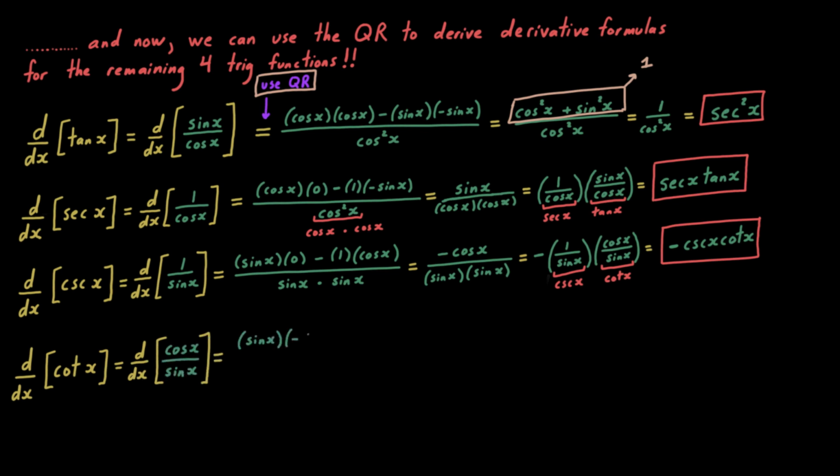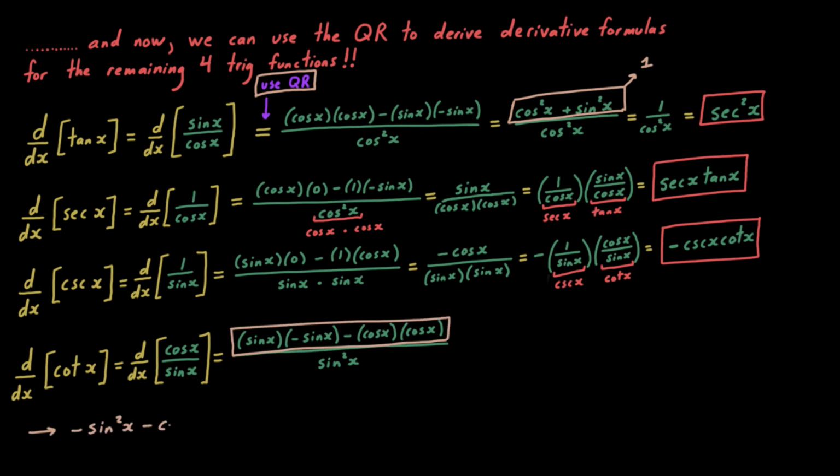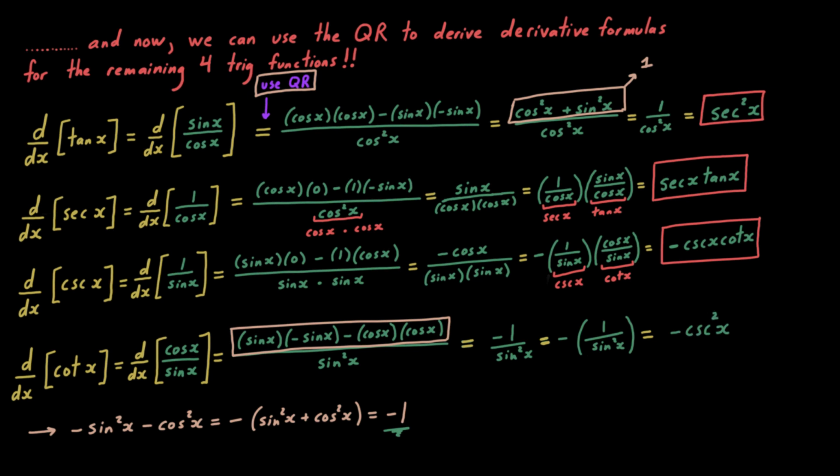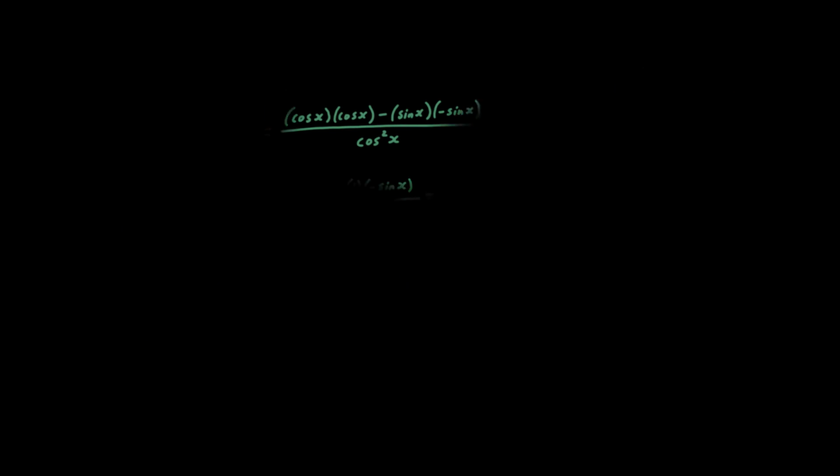Finally, cotangent, rewrite him as a quotient yet again, and yet again we can apply the quotient rule, and yet again we're going to be able to use our trigonometric identities to rewrite that numerator. That's negative sine squared minus cosine squared, but if I factor out a minus 1, the inside of those parentheses is 1, so negative 1 is, well, negative 1. So there we have it. Negative 1 over sine squared, which is negative cosecant squared. 1 over sine times 1 over sine is cosecant squared, and put a negative sign, we get negative cosecant squared.